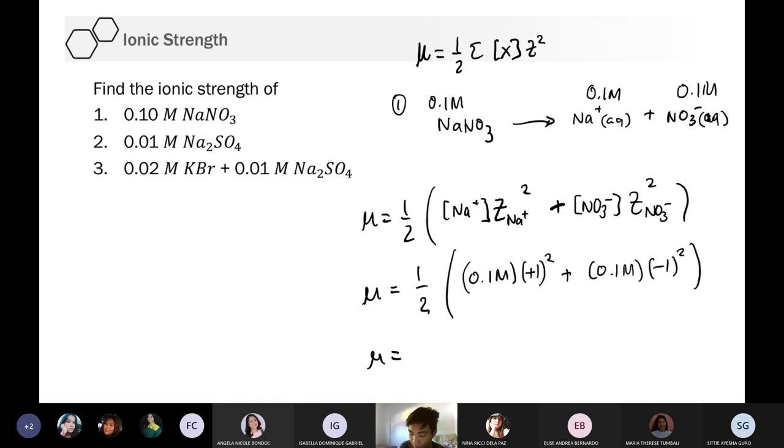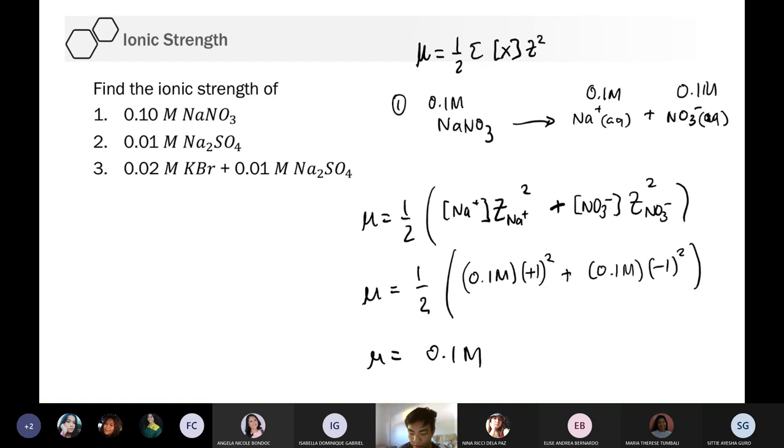So, let's solve for mu. What's 1 squared? Edi 1. What's negative 1 squared? Also 1. So, ibig sabihin, we have 0.1 plus 0.1. So, that will be 0.2. And you divide it by 2, you get 0.1 molar. So, that is the ionic strength for this solution. So, for 0.1 molar sodium nitrate solution, the ionic strength is 0.1 molar. Mamaya pa ito mag-make sense, no? Nagka-calculate pa lang tayo, eh. Okay. So, bago tayo pumunta sa application nito, dito muna tayo.